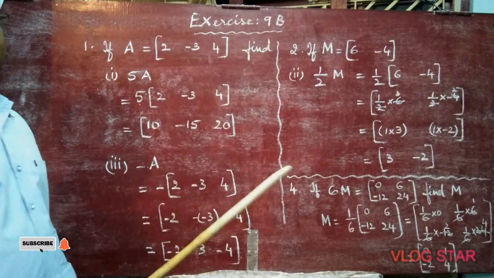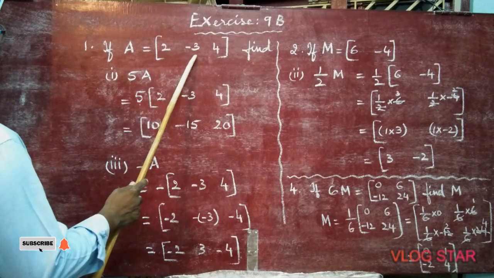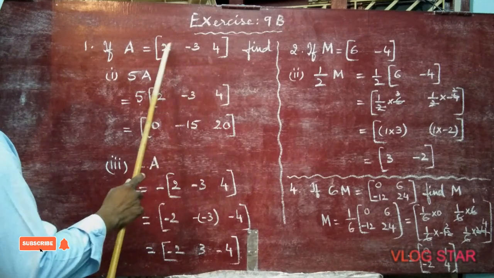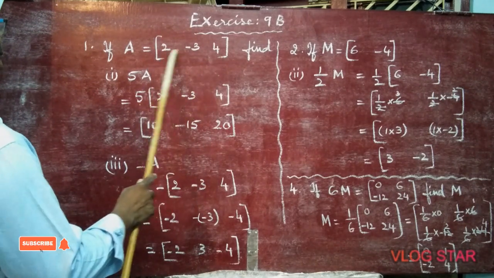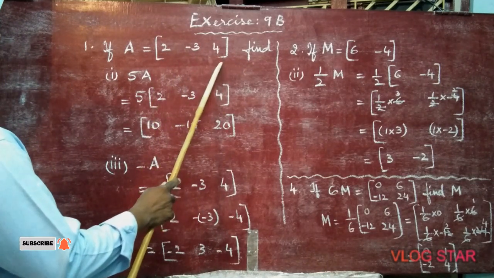Exercise 9b. If A is equal to [2, -3, 4]. You have to maintain gap. Distance should be there, I told you. This is a row matrix, 1 row, 3 columns, order 1 by 3.